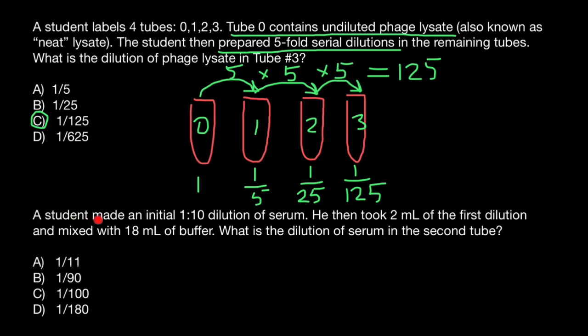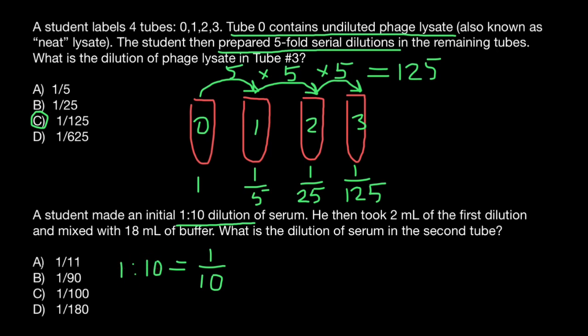Next problem. A student made an initial 1 to 10 dilution of serum. He then took 2 milliliters of the first dilution and mixed it with 18 milliliters of the buffer. What is the dilution of the serum in the second tube? In this serial dilution we have 2 test tubes, and in the first one the dilution is 1 to 10. 1 to 10 we can represent as a fraction, 1 divided by 10. This is exactly what we see here, 1 divided by 10.